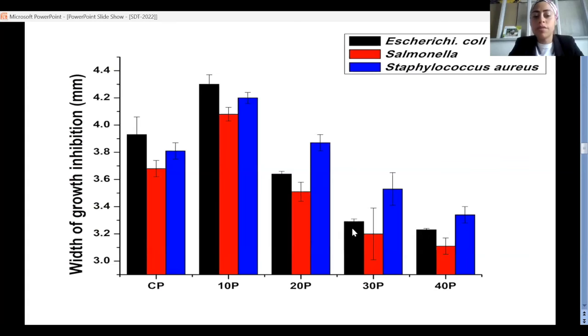The TBARS level was measured in this study to detect lipid oxidation after cold plasma application. The levels in the samples treated with cold plasma for 10 minutes and the control samples were similar. However, the levels in the samples treated with cold plasma for 20, 30, and 40 minutes were significantly higher than that in the pasteurized sample. Briefly, increasing the treatment period increased the values in plasma-treated MFGM samples.